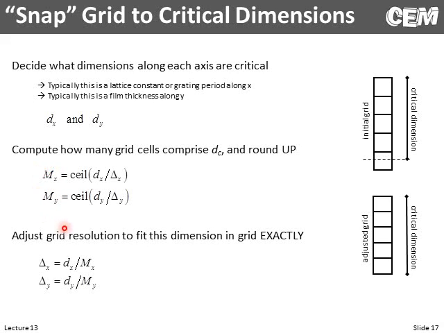So now that we have these integers, we just tweak our resolution parameters again by saying the critical dimension divided by the number of cells we just calculated. And now we're guaranteed to represent these critical dimensions with an exact number of cells in the grid. Now if we have 2 critical dimensions within the same axis, you're going to have to just choose one or the other, or make one an integer multiple of the other, or something like that.